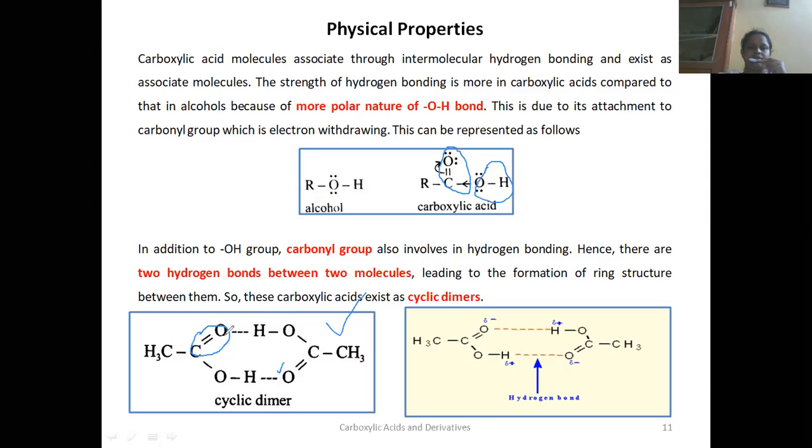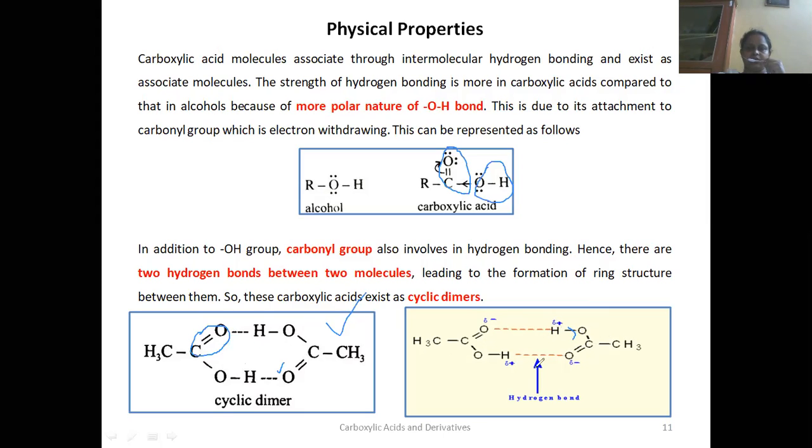One is between the CO and OH of one molecule and the OH of this molecule with the CO of the other molecule. You can see here. Oxygen is electronegative, therefore a partial negative charge is shown here. Since hydrogen is attached to an electronegative atom, electrons are pulled towards this oxygen, therefore it will get a partial positive charge. Because of this difference in polarity, there will be electrostatic interaction between these two.